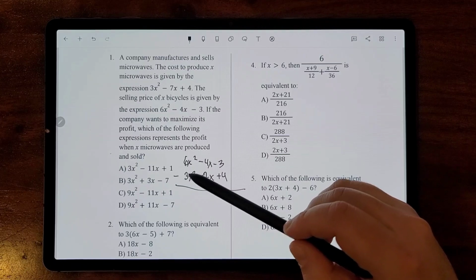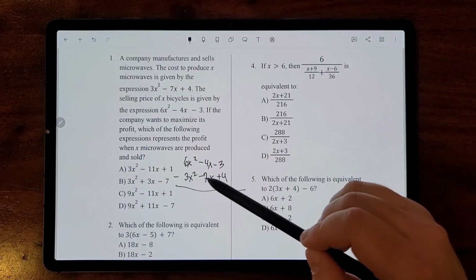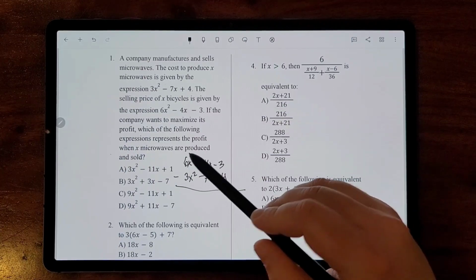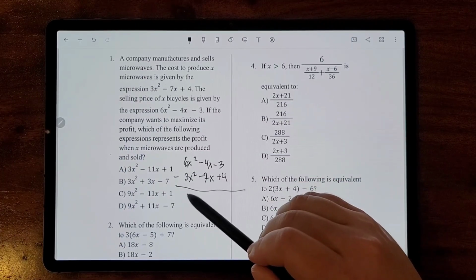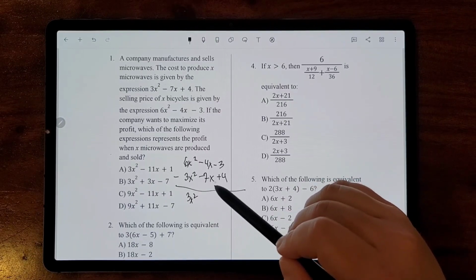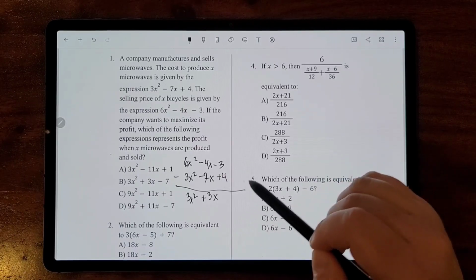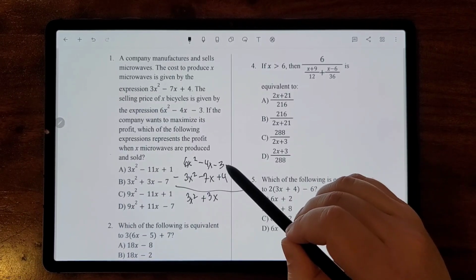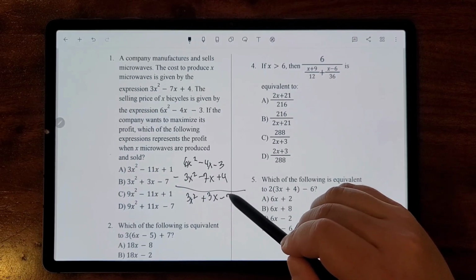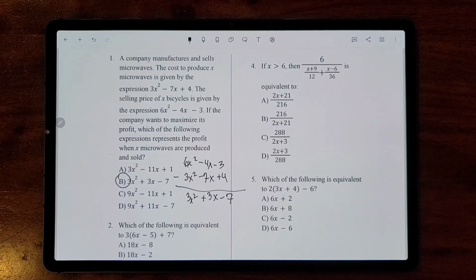Now remember, I'm subtracting all of this on the bottom. So I'm not just subtracting 3x squared, I also have to subtract negative 7x and I have to subtract 4. Keep that in mind. When I do the subtraction here, I'm going to get 3x squared, negative 4x minus negative 7x, and minus and minus is plus. So that becomes plus 3x. And then negative 3 minus 4 becomes negative 7. So the correct answer here would be B.